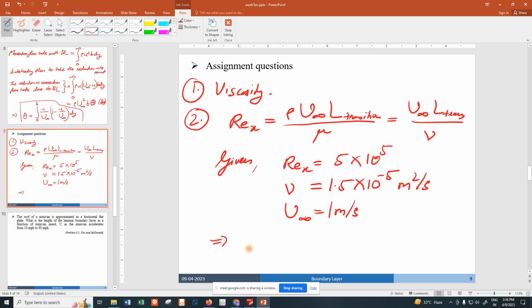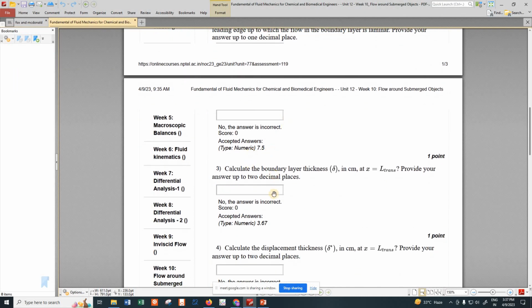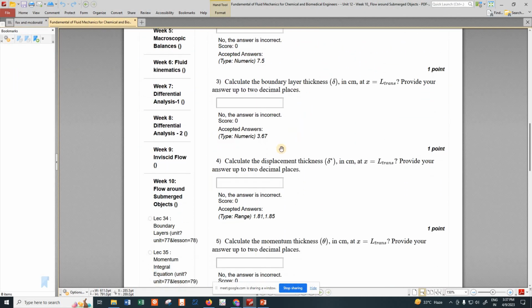So this implies that the transition length is basically 5 into 10 to the power 5 into 1.5 into 10 to the power minus 5 by 1. Cut it. So 5 into 1.5 would basically become 7.5 meters. So yeah, the answer is 7.5 meters.